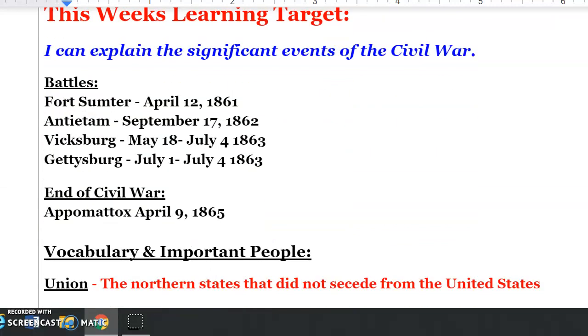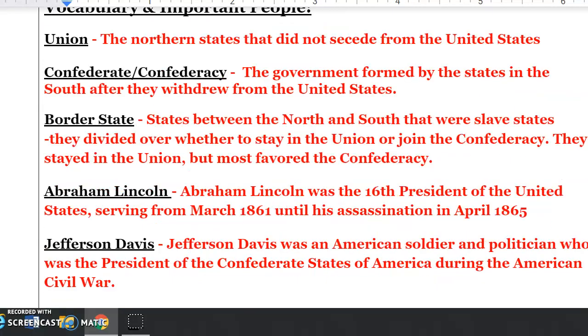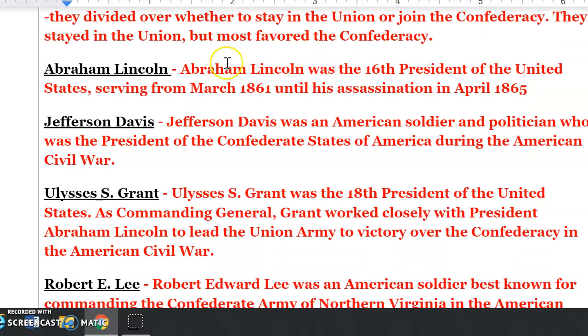Okay, so your learning targets are these. These are not all the battles of the Civil War, but these are the ones that you need to learn for eighth grade. These are some of the major battles. So you have your Union, that's your northern states. Your Confederacy are those grayed out states, the ones that seceded from the Union. Your border states are those that were in green, the ones that tried to stay neutral, but they geared towards the Confederacy more than the North.